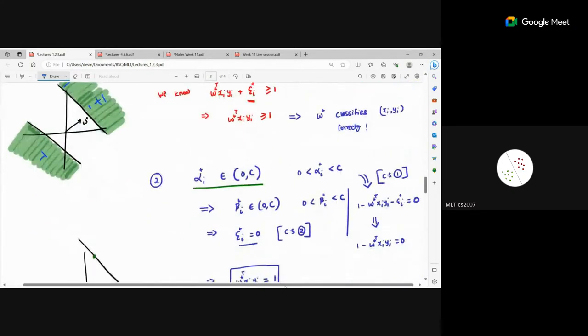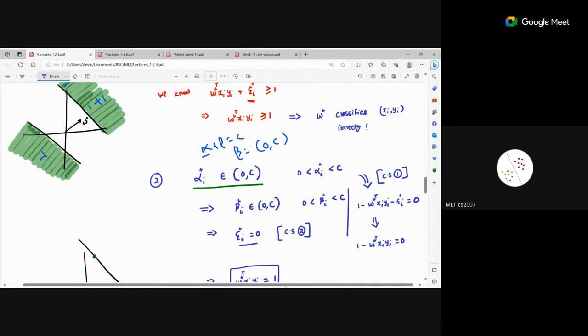So the other scenario is this. The second scenario is when alpha is between zero and C. Then, since alpha is between zero and C, beta is also going to be between zero and C, since alpha plus beta is equal to C. Here alpha is not zero and not equal to C, which means beta is somewhere between zero and C. So here beta is not zero.